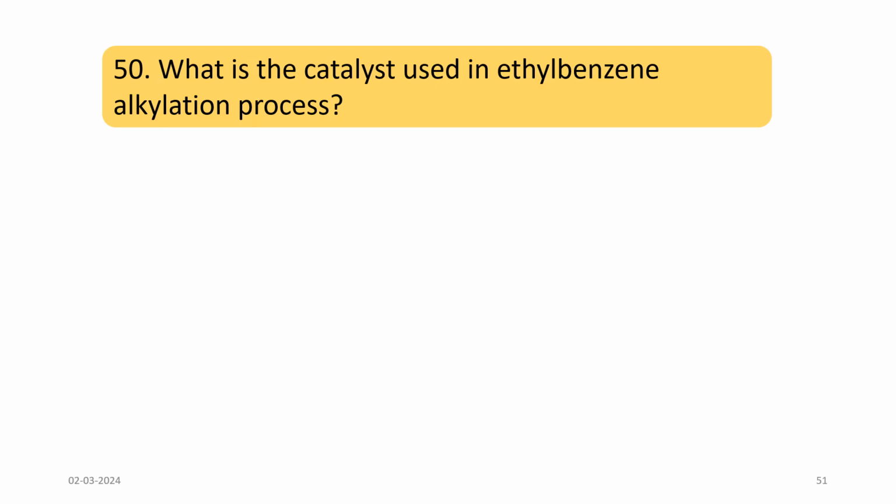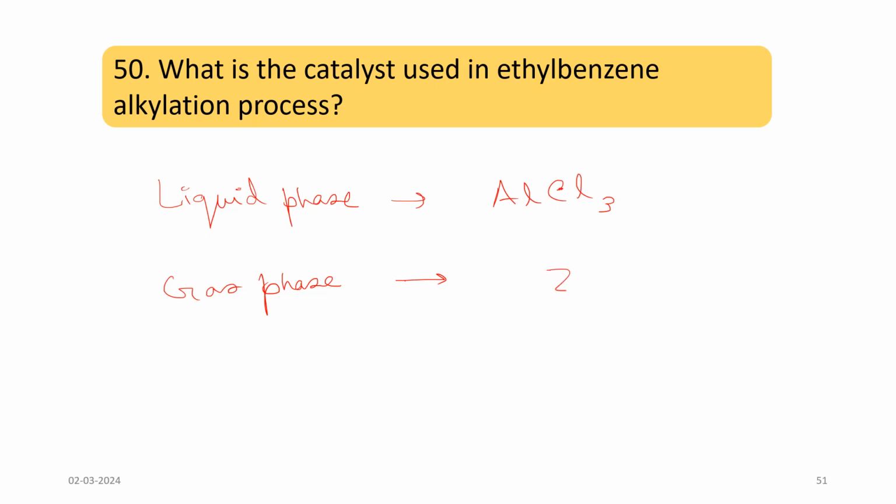The last question is what is the catalyst used in the ethylbenzene alkylation process? So in the liquid phase alkylation process, aluminum chloride, AlCl3, is used, and in the gas phase alkylation process, zeolite ZSM-5 is used. Okay, ZSM-5 is used.